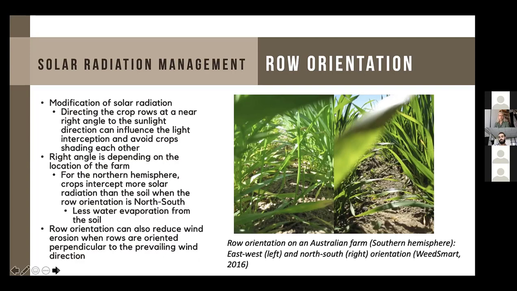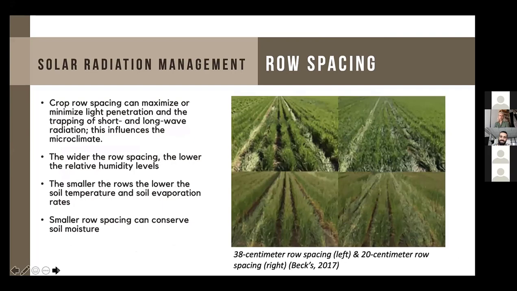What you might also want to consider when thinking about row orientation is the wind direction and whether you want that wind to channel straight through, or if you're blocking it in some way, maybe with a taller crop on one side. So there's a lot to consider when it comes to row orientation and also spacing.